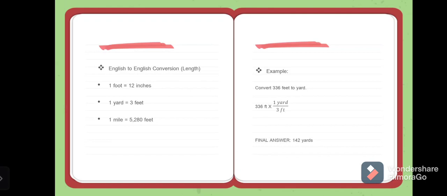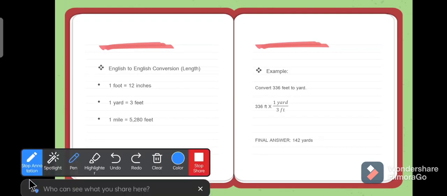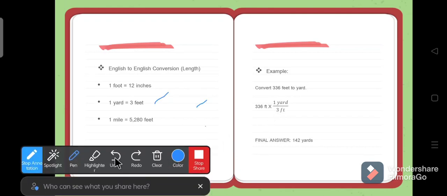An example of this English to English conversion in length is: convert 336 feet to yard. We can write it as 336 feet times 1 yard divided by 3 feet. So we cancel out the feet. So the remaining is the yard. So the final answer is 142 yards.